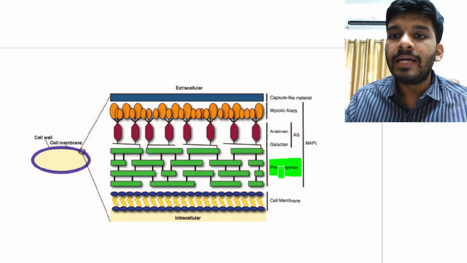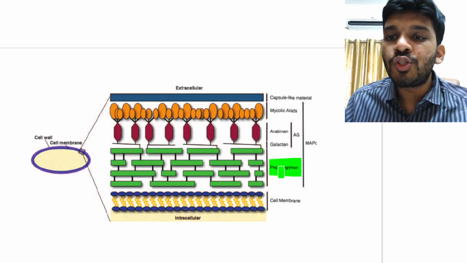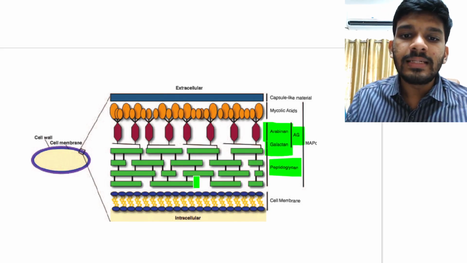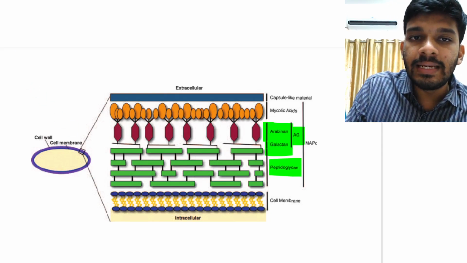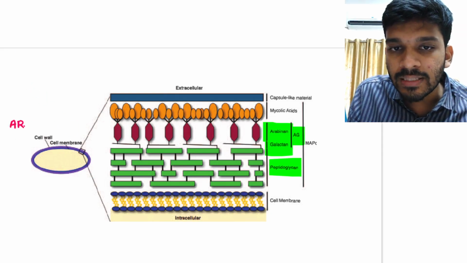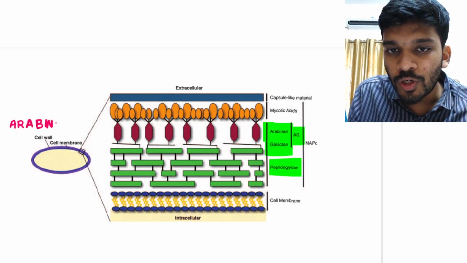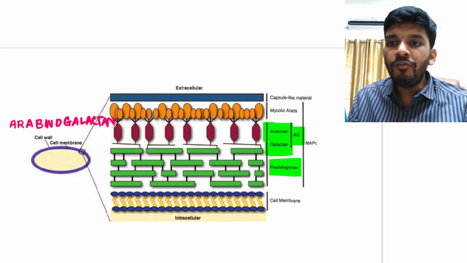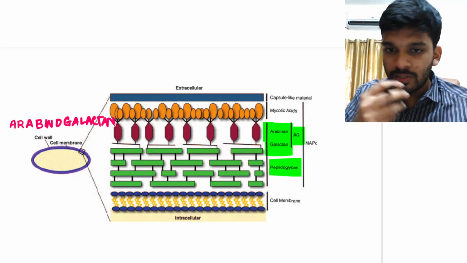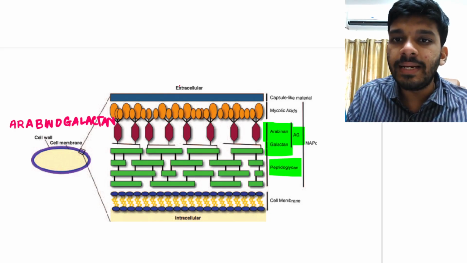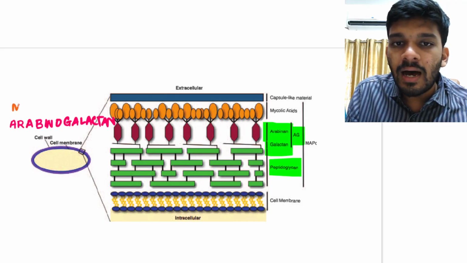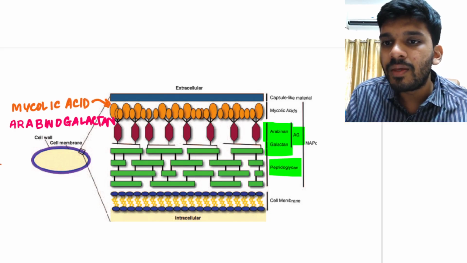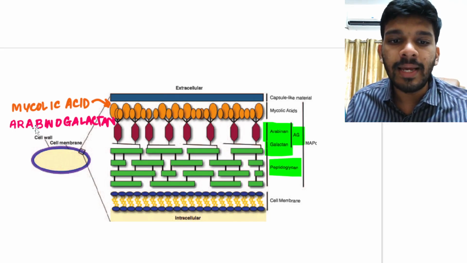The next layer is made up of some sugars, arabinin and galactan. So there is an arabinogalactan layer. The next layer is an arabinogalactan layer, and this is also a potential drug target. So you should remember the second layer is an arabinogalactan layer made up of arabinin and galactan, which are some modified sugars. And the last layer outside is a mycolic acid layer. And finally, on the top, you have a capsule-like material.